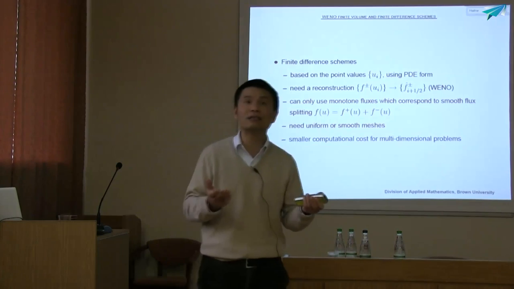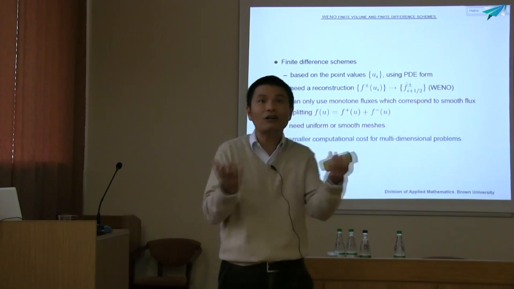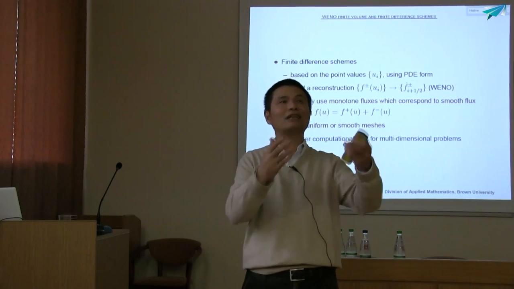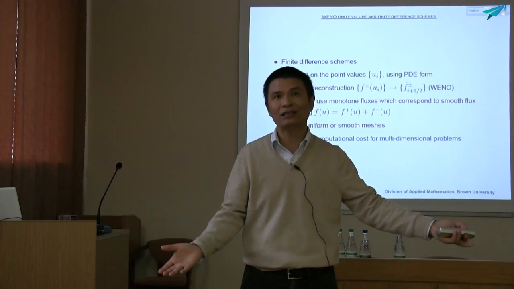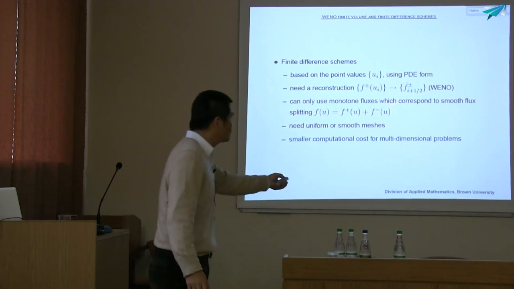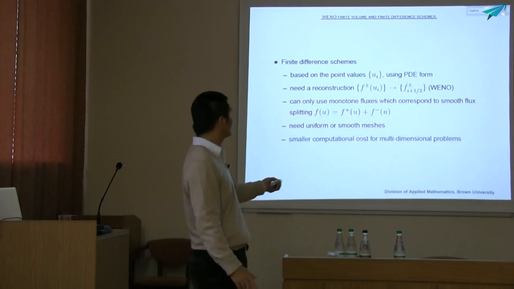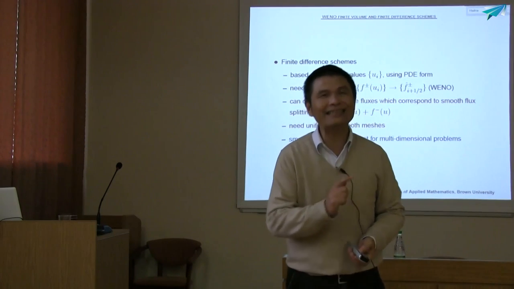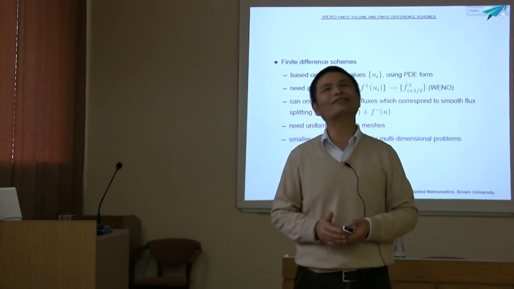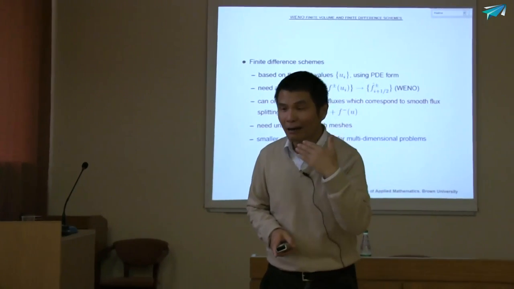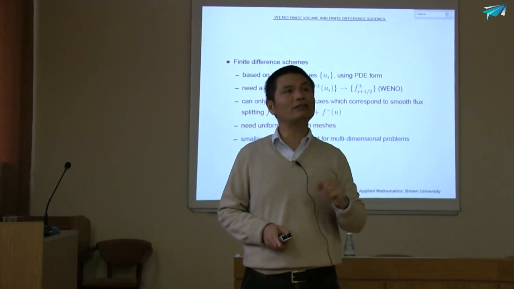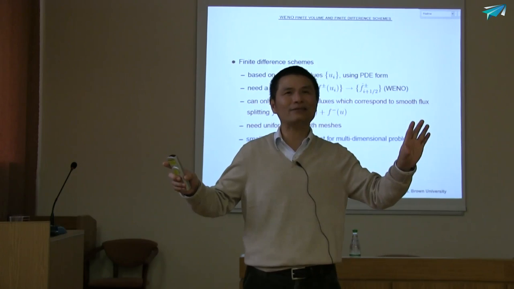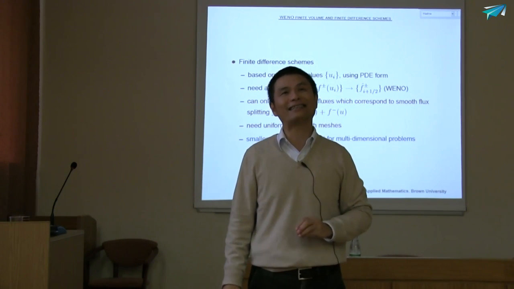I also need smoothness, because I'm doing reconstructions on each of them. So if one of them is not smooth, then the reconstruction will not be very accurate. So I need this smooth flux splitting, which is a drawback. I also need a uniform mesh. For this part, it's less apparent, right? You might say, well, why do you need a uniform mesh? Well, if you follow my previous derivation, you will see that I used calculus. I take the derivative on both sides with respect to x. I can do that only if delta x is constant.